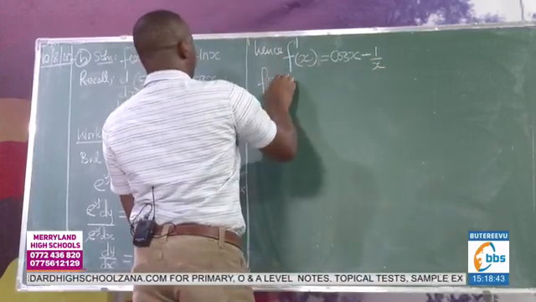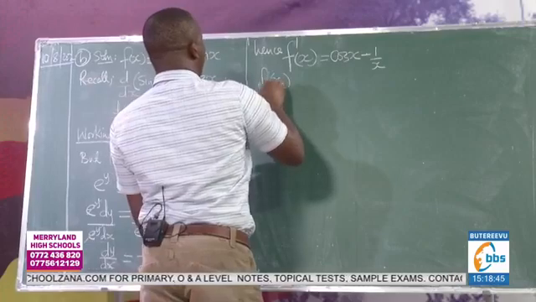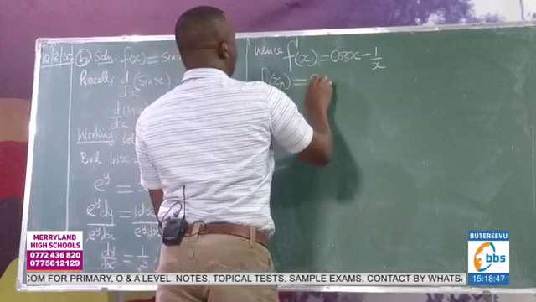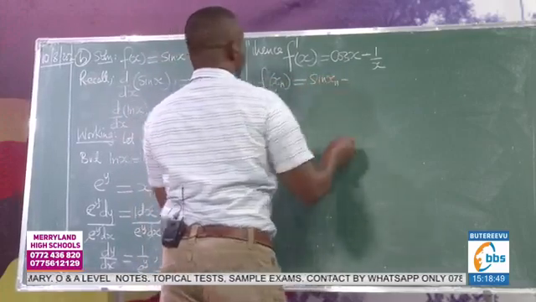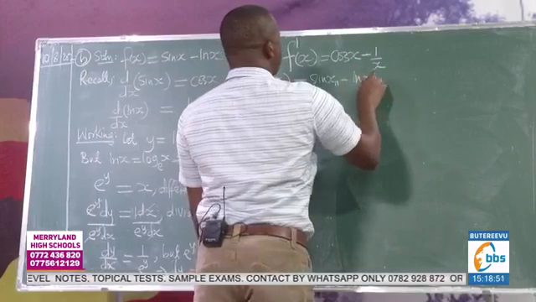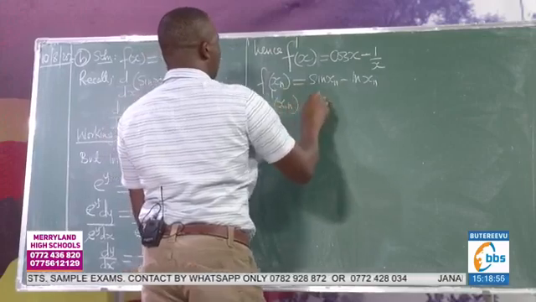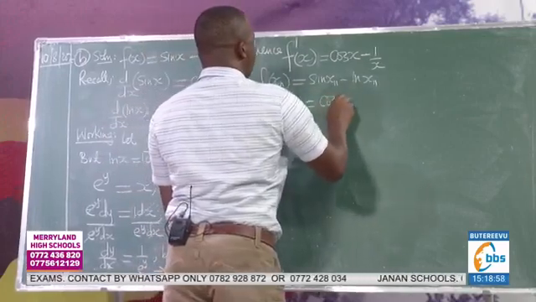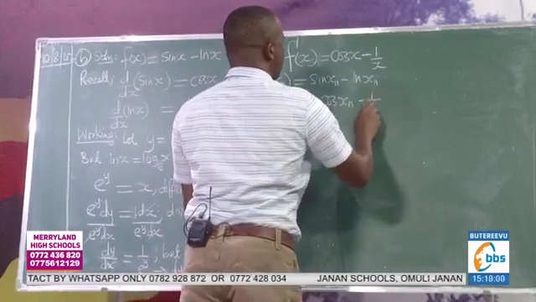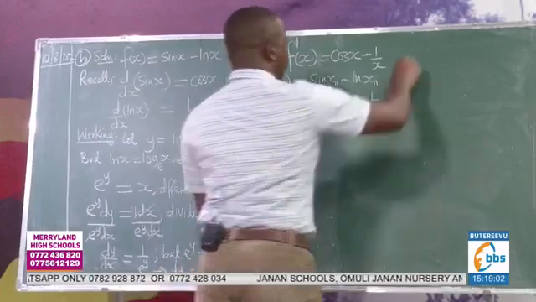Therefore, my f of xn will be written as the sine of xn minus the ln of xn, and my f dash of xn will be equal to the cos of xn minus 1 over xn.